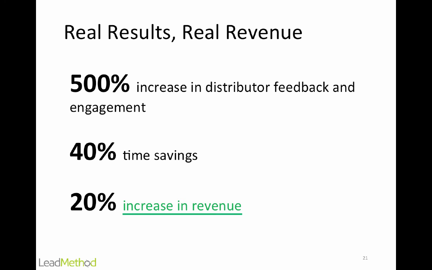So just a couple of data points. We see massive increases in distributor feedback and engagement in every customer we get into. Mostly, 500% is a big number. It's because it is so horrible when we begin to engage that there's nowhere to go but up. We've seen massive time savings and productivity gains just by putting all this information into one place and becoming the common denominator.